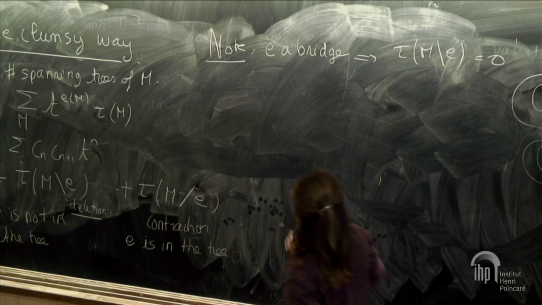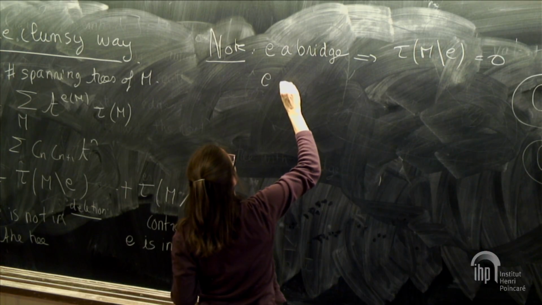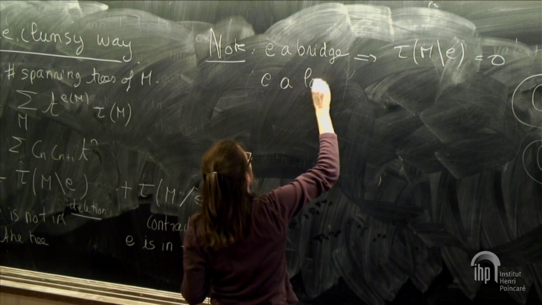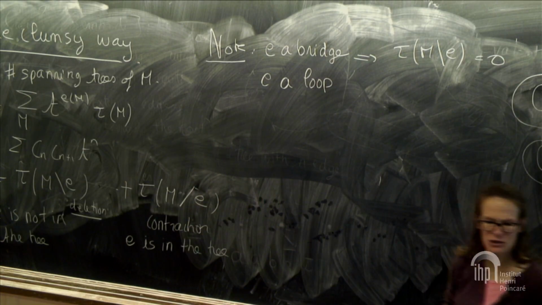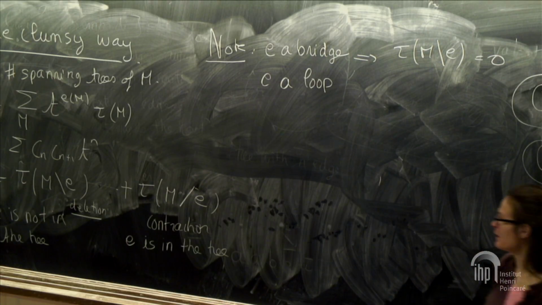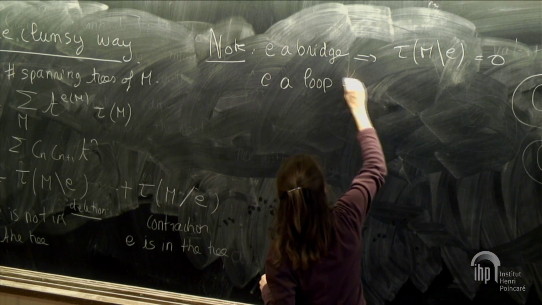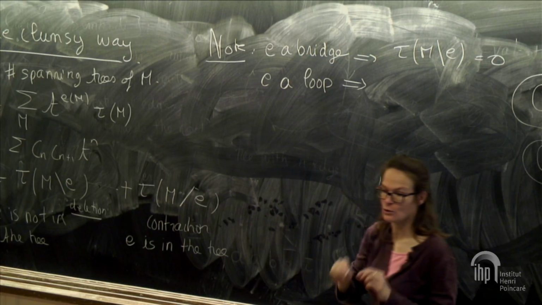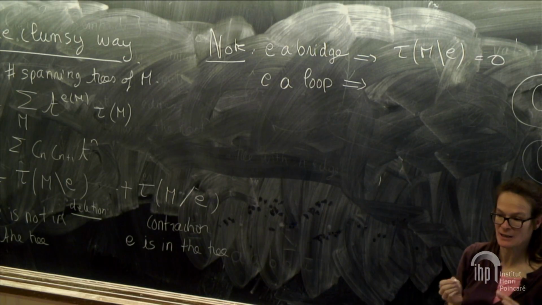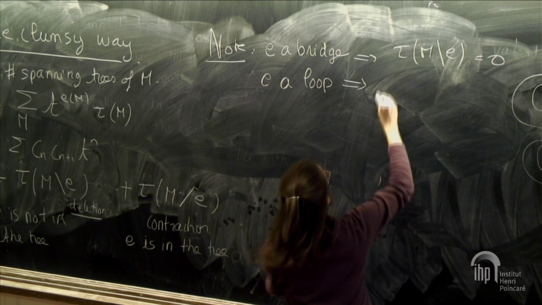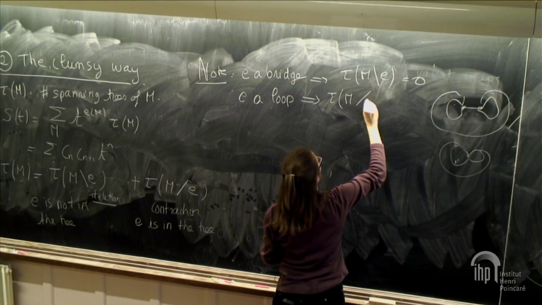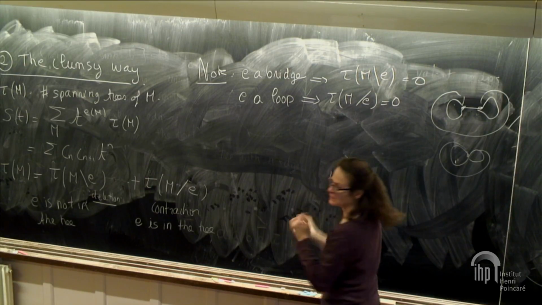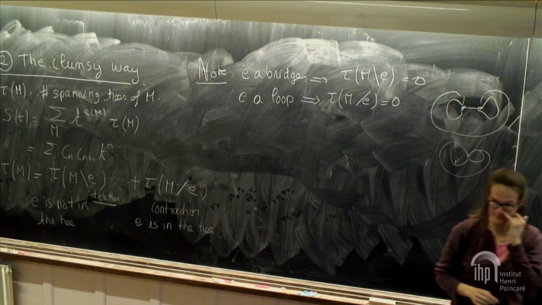Thank you. And dually, if E is a loop, you can already complain that the contraction of the loop is not something well defined. And in fact, if it's a loop, there's no tree that can contain it. So what I've denoted that way, now like this, should be taken to be 0. Okay.